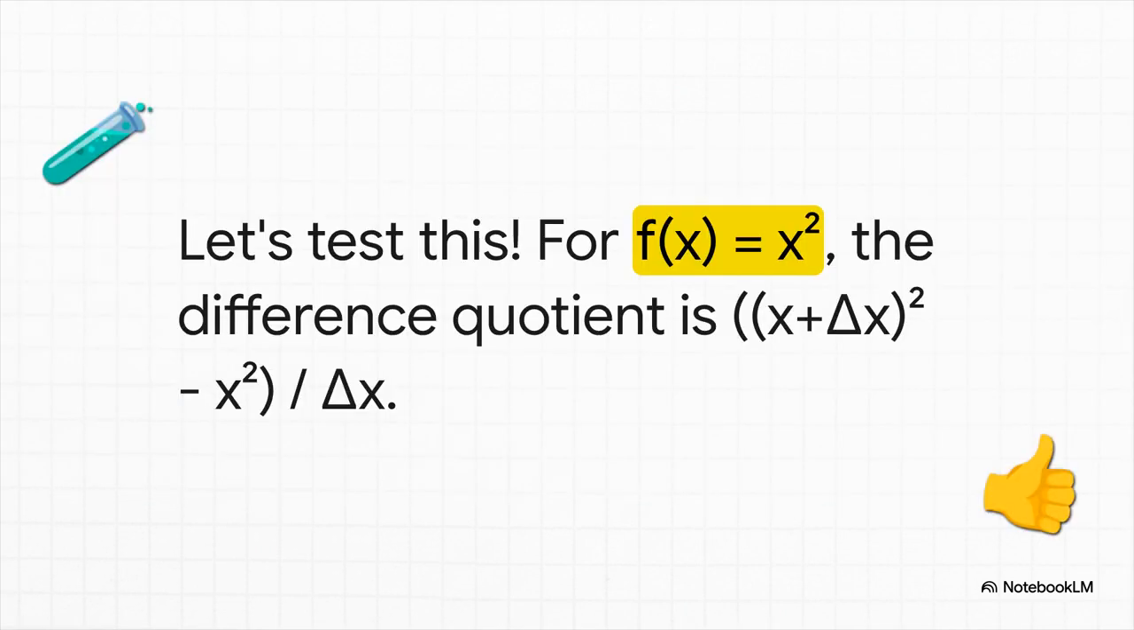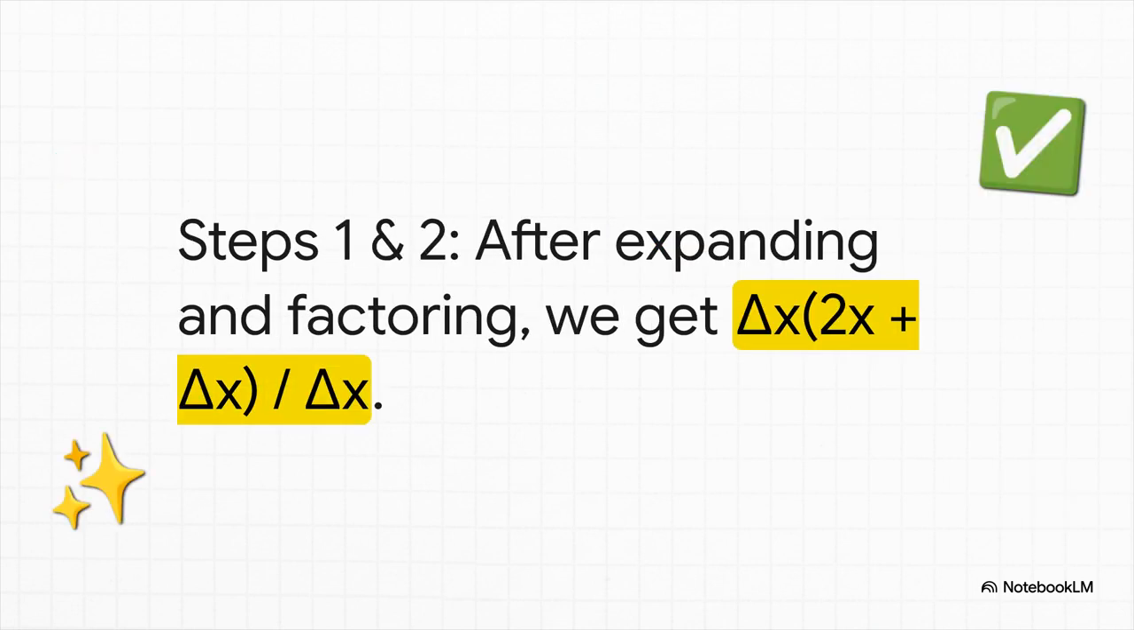All right, enough talk. Let's actually put this pattern to the test with a function we all know, f of x equals x squared. First, we plug it into our difference quotient formula, and this is what it looks like. Now, let's walk through our 4 steps. Okay, step 1, we expand that x plus delta x squared part. That gives us x squared plus 2x delta x plus delta x squared. You'll notice the x squared terms just cancel each other out.